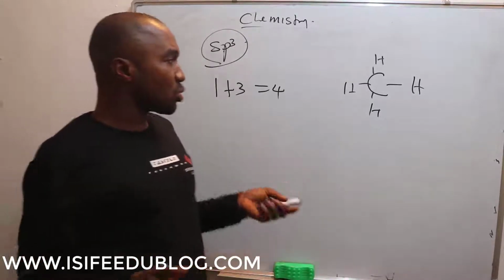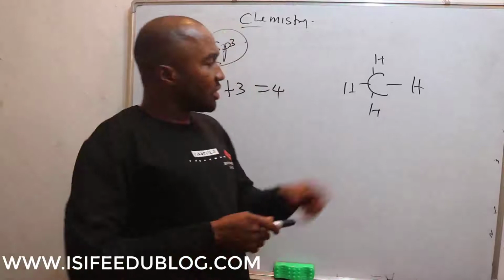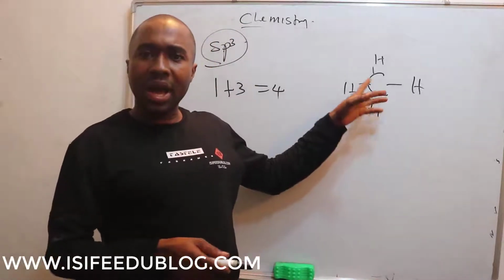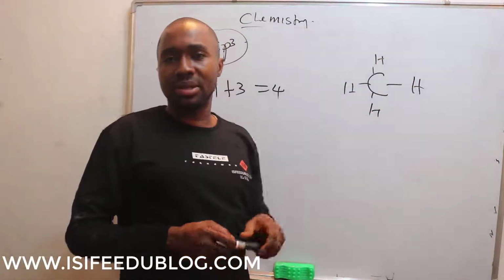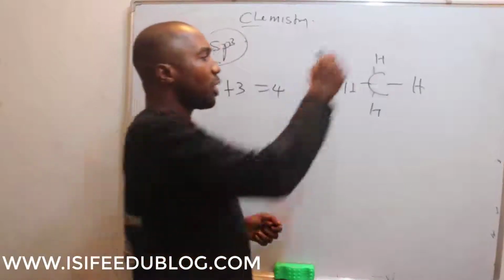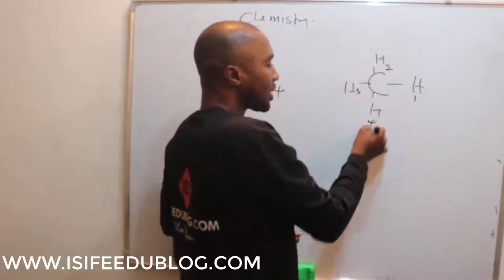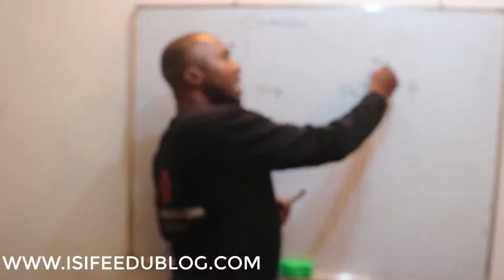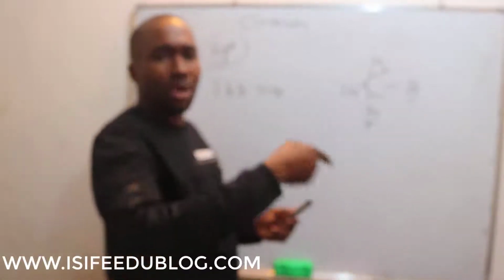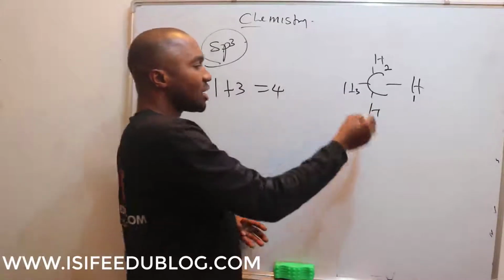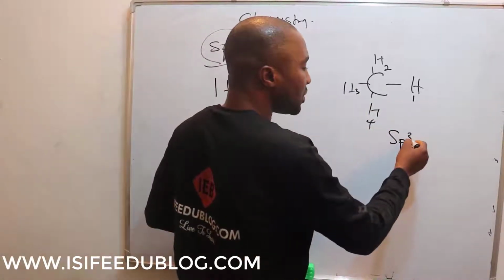What I will just do is to look at the central atom. The central atom here is carbon. I will ask myself, how many attachments does this carbon have? Of course, you see one of the attachments, number 1, number 2, number 3, number 4. So this carbon has 4 attachments. Because of that, the hybridization here becomes SP3.